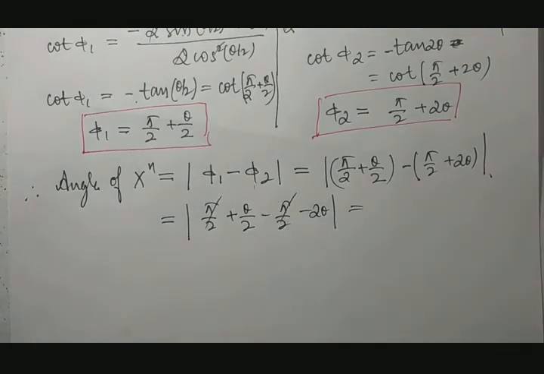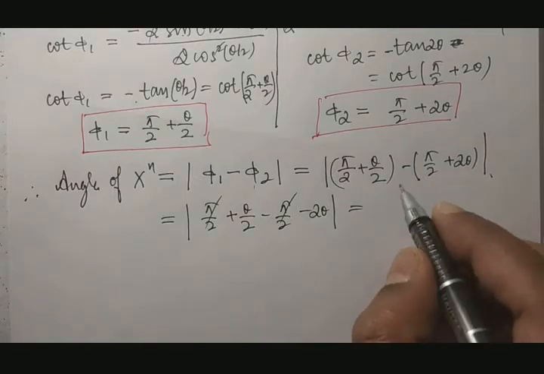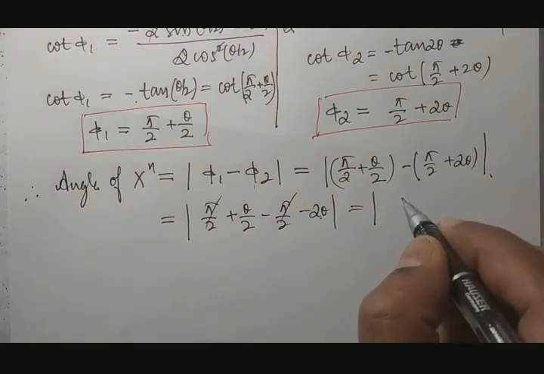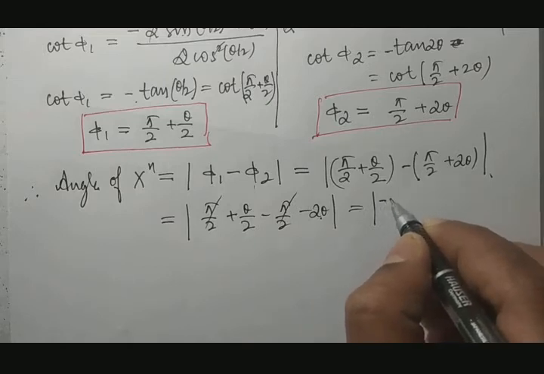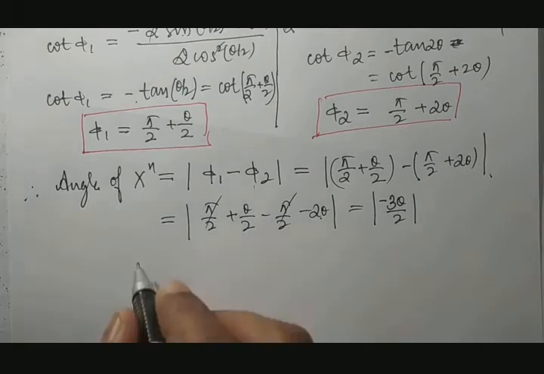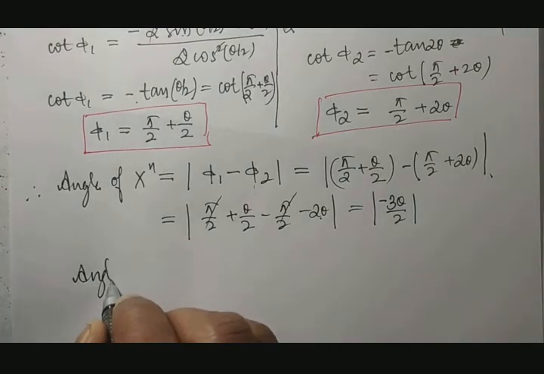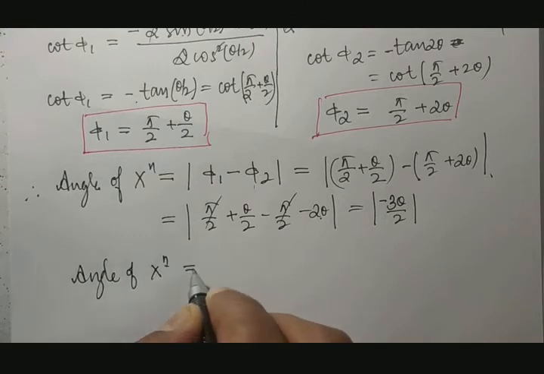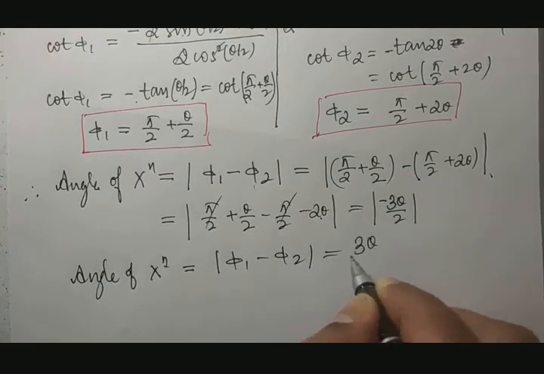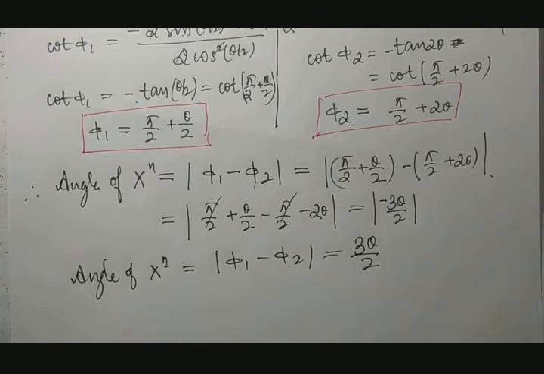Then theta by 2 minus 2 theta means it is like 2 minus half, that will be 1.5, which means 3 by 2. But since this is the bigger number, it is minus 3 theta by 2. But the angle of intersection will be considered as modulus of phi 1 minus phi 2, which is 3 theta by 2 positive because it is under the modulus sign. I will be calling it equation number 1.